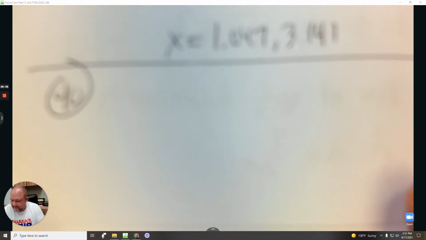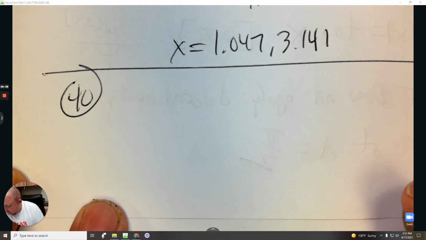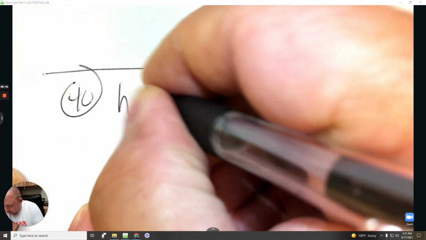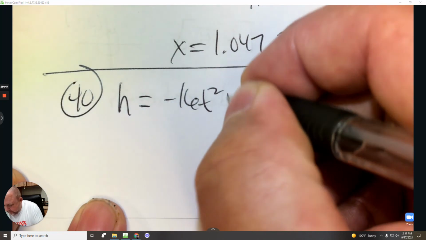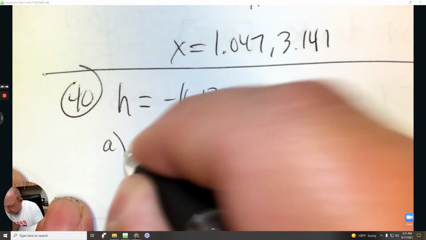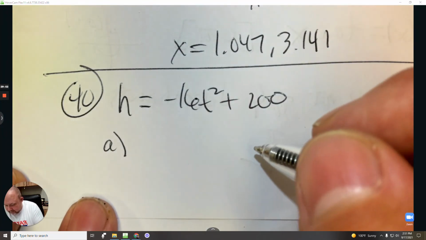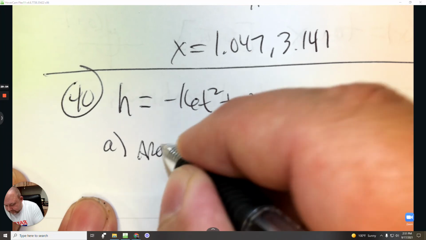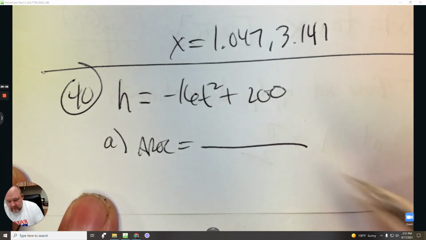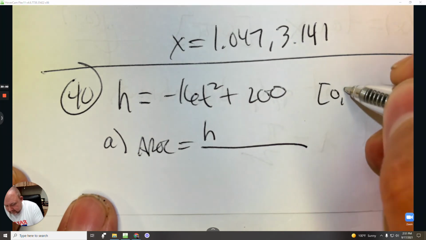You ready? The height in feet of an object at time t is given by this equation. And the question is, find the average velocity. So the average velocity from when? First 3 seconds. So that's the average rate of change. So that's h at 3. From the first 3 seconds is 0 to 3.